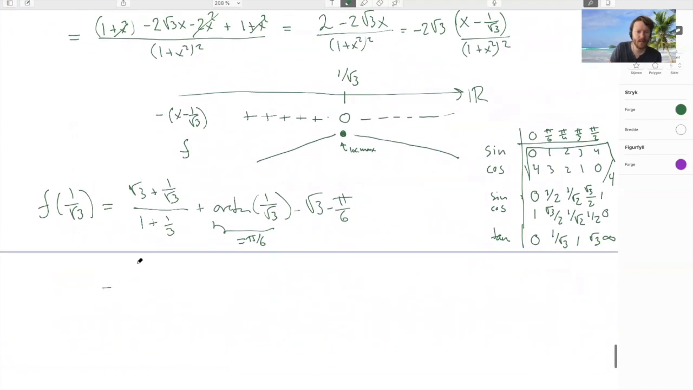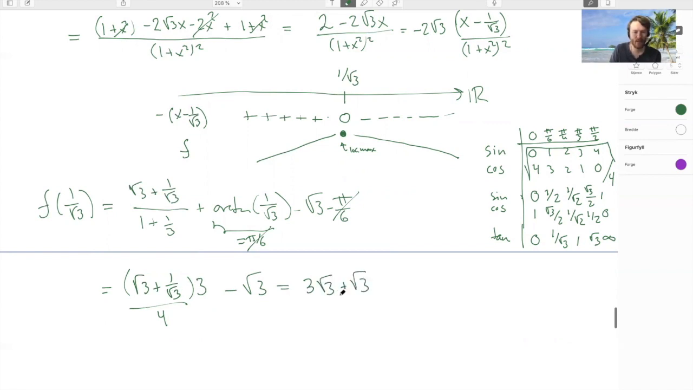Well, let's see here. We need to simplify this a little bit. First of all, we can see that this cancels this. So yay, now it's this versus this. So let's simplify here a little bit. We have square root of 3 plus 1 over square root of 3, divided by 4 thirds. So that's 4, and I multiply this by 3. And then I remove the square root of 3. Multiply this in, I get 3 square root of 3. These two together give me square root of 3, still divided by 4. And I have minus square root of 3 here.